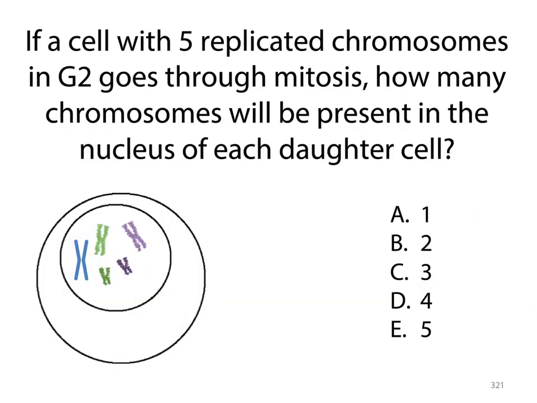All right, now what I want you to do is to take a minute, read through the question, look at the choices, and then decide which one's the correct answer. Once again, we're going to define a chromosome as something that is functioning as a chromosome. So we're going through mitosis. You start out with 5. How many chromosomes will be present in the nucleus of each daughter cell? Not a trick question. The answer is right there. I know you guys know this.